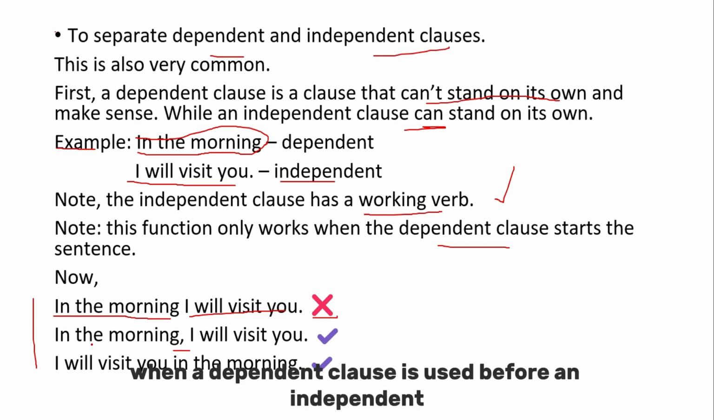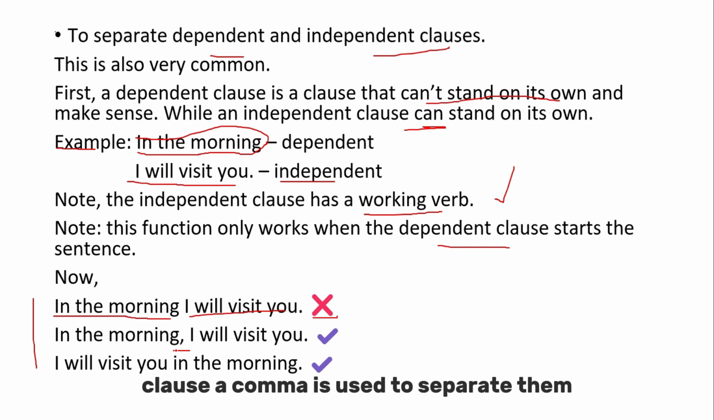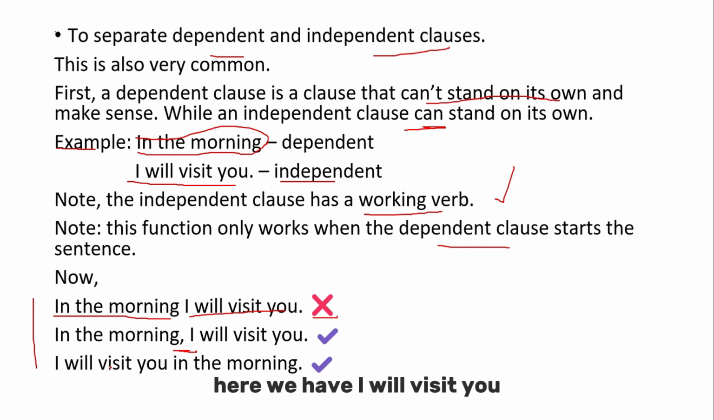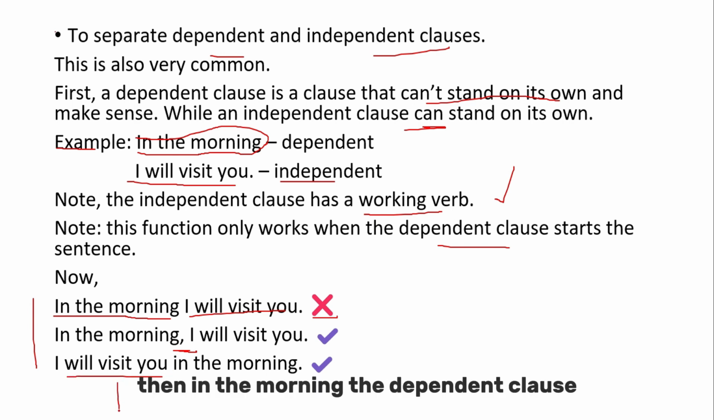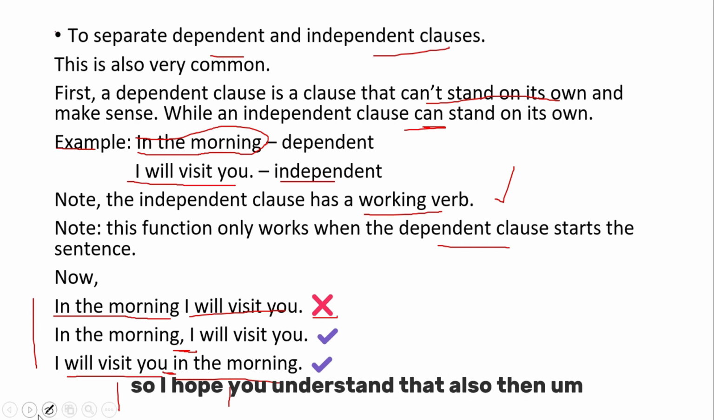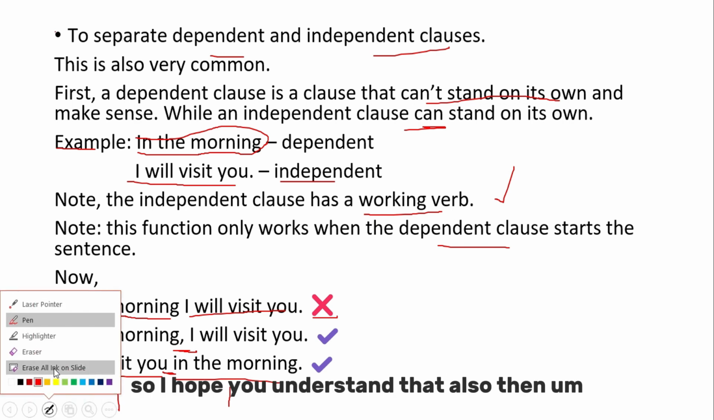That's probably why the rule was made. When a dependent clause is used before an independent clause, a comma is used to separate them. But if the independent clause comes before the dependent clause, no punctuation needs to be used. For instance, here we have "I will visit you," the independent clause. Then "in the morning," the dependent clause. No punctuation was needed to separate them. It goes just like that. I hope you understand that also.